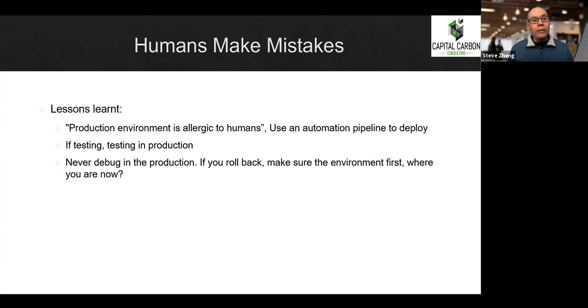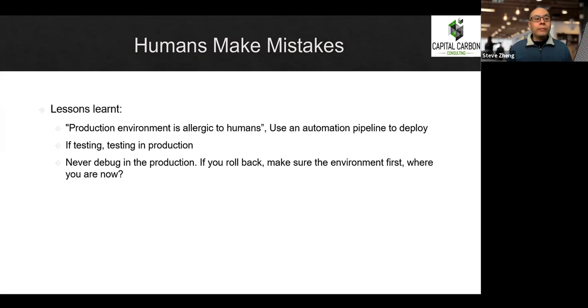What do we learn from the incident? The first one, the most important one, I give it a concept: every production environment is allergic to human beings. So don't get close to your production environment. Never change anything manually in the production environment. Use an automation pipeline instead. That is the first thing we learned.